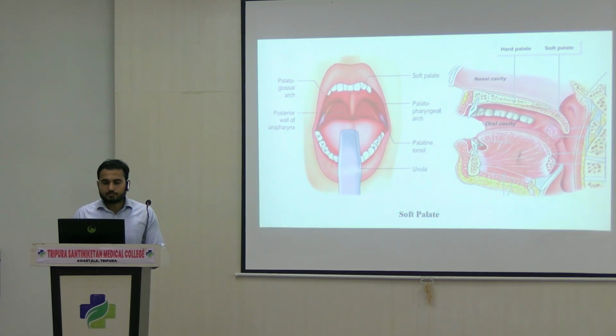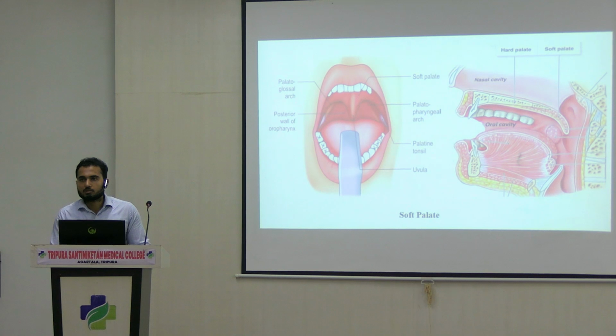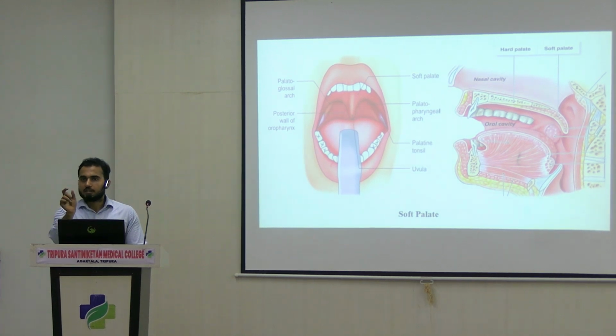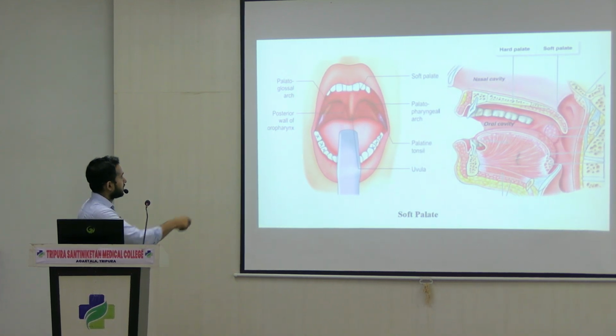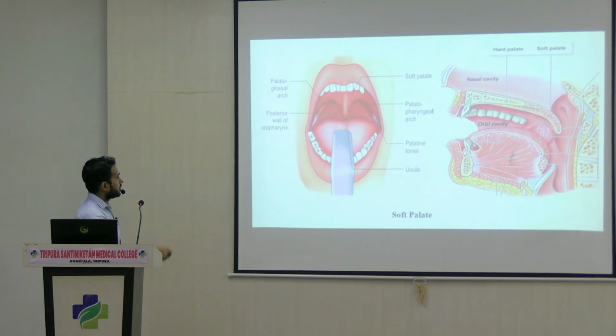Next, from each side of the uvula, the uvula being present in the midline, two lateral folds of mucous membrane extend downwards and laterally. I hope you can see. So this is the uvula. You can see these folds of mucous membrane extending laterally downwards.